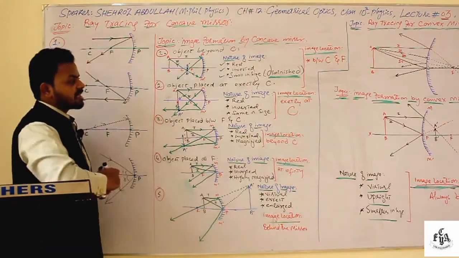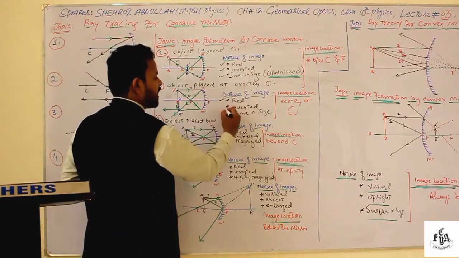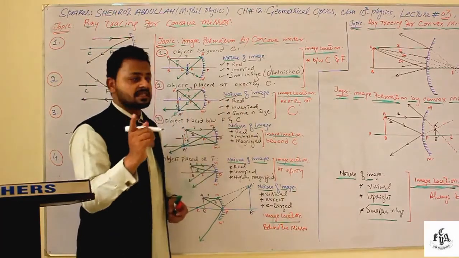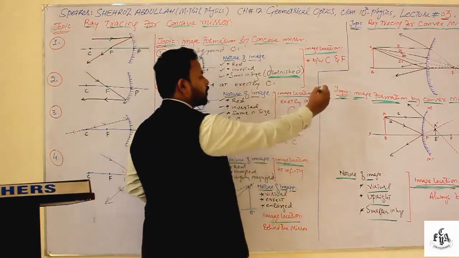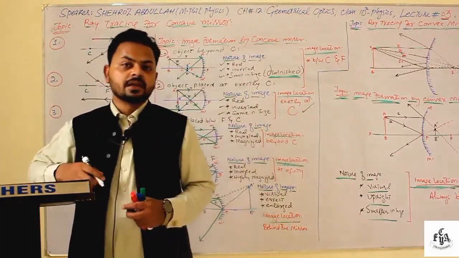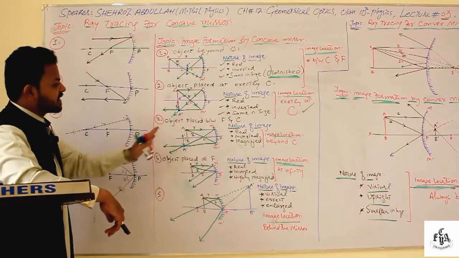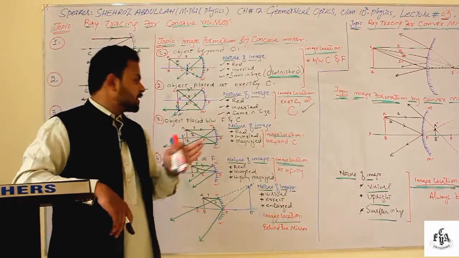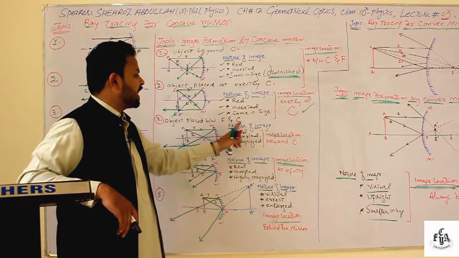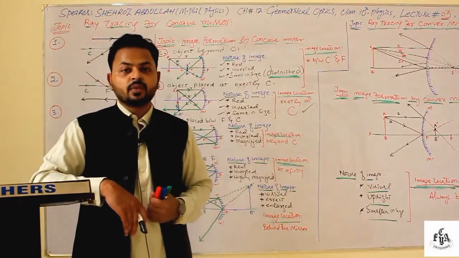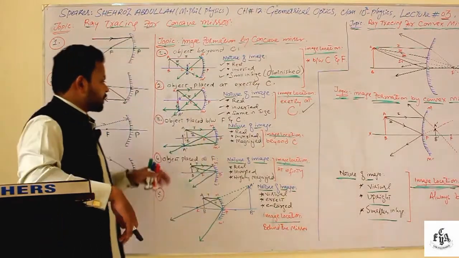So in this case, the nature of the image will be real, inverted, same in size, and it will be located exactly at C, right? So this is how we do the second case. Now we discuss the third case, object placed between F and C.